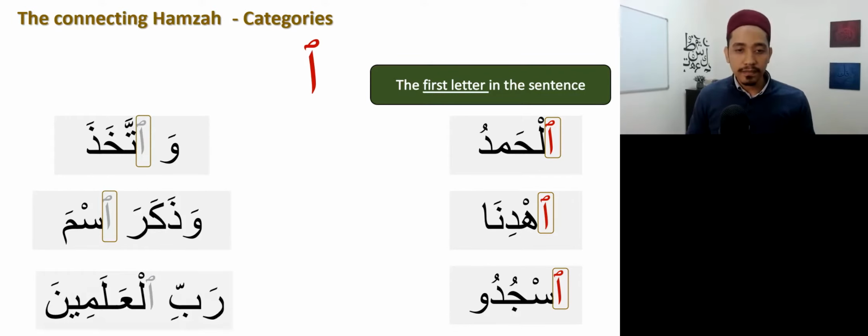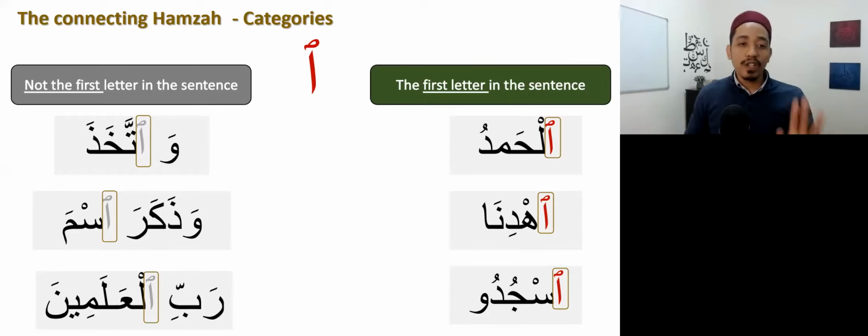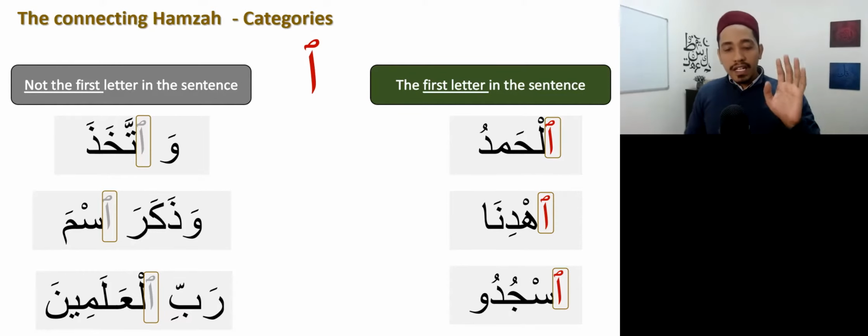And again, in this one over here, you can say it's in the middle of a sentence, but I don't want to say in the middle, because then you think that it has to be in the center, right? As long as it's not the first letter, it's going to be of a different category. So the second category is, it's not the first letter in the sentence. In this category that I highlighted in gray purposefully, the connecting Hamza will be as if it does not exist at all.